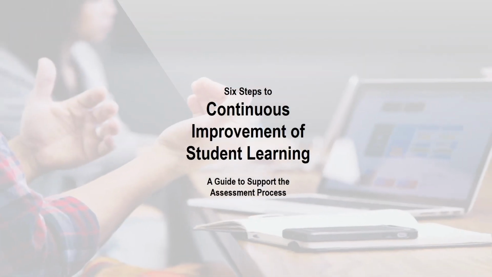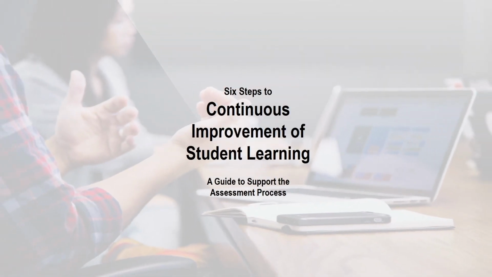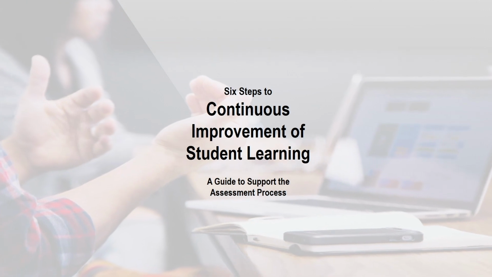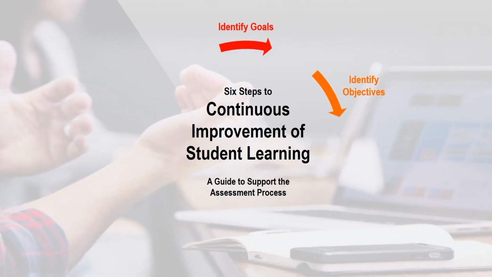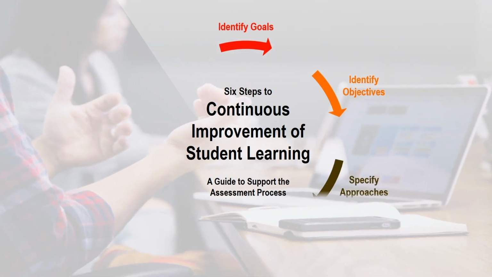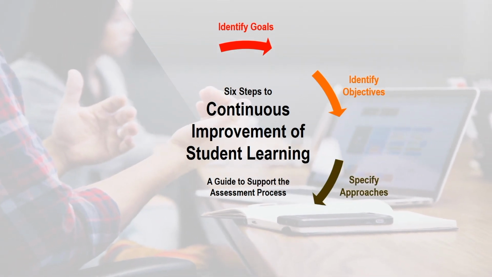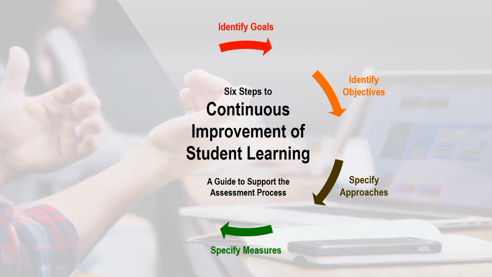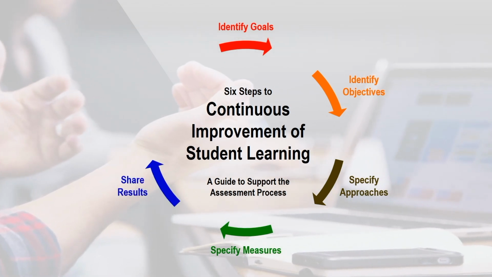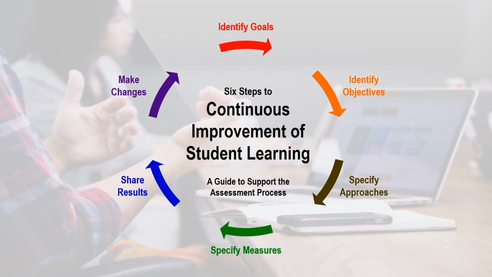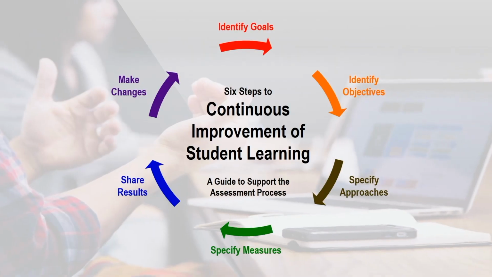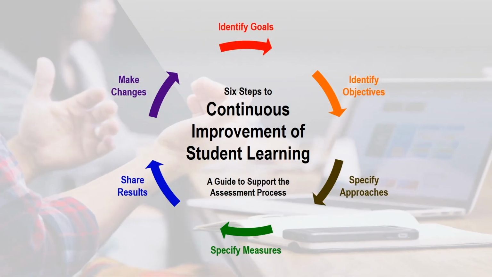What are the 6 steps to continuous improvement of students' learning? Identify the goals, identify the objectives, then you specify the approaches, specify what measures, then share the results and make changes. Please see, assessment is for improving the learning, not just for judging the students.